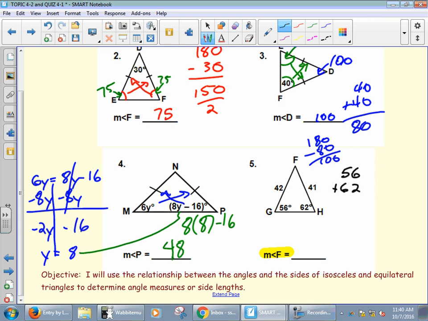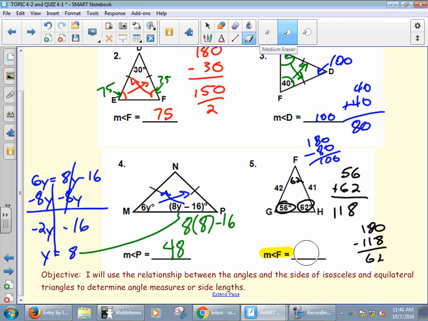Now, do we trust the picture? No, because right now those two look the same in the picture, but clearly they're not. So 56 plus 62 is 118. So the missing angle is how much? 62. So 62 goes right here. Something that people will mess up consistently when we do this.